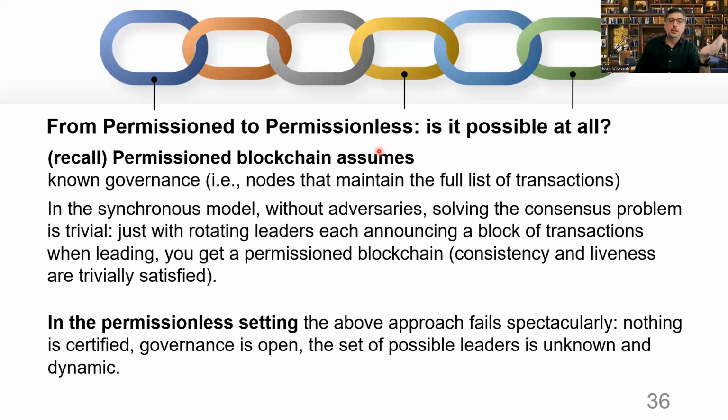Because rotating leaders, who are these leaders? We don't know anybody participating in this system. Who is the leader? And how do we define the first one, the second one, the third one? Nothing is certified. There is no closed governance. And people in particular don't want to be permanently connected to the network.